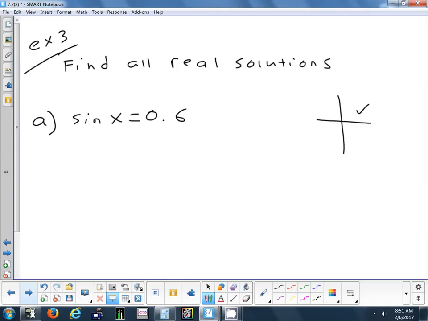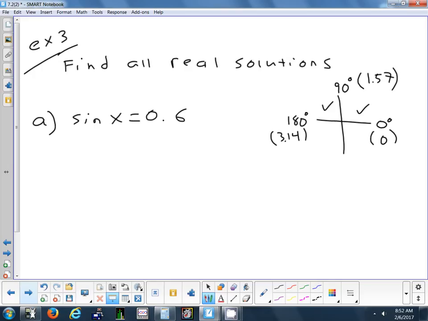The first and the second. So I'm looking for answers, if you're thinking degrees, I'm looking for one between 0 and 90, and another one between 90 and 180. If you're thinking radians, I'm looking for an answer between 0 and pi over 2, which is about 1.57. And what's 180 in radians? Pi. Or if you're thinking as a decimal, it's about 3.14.